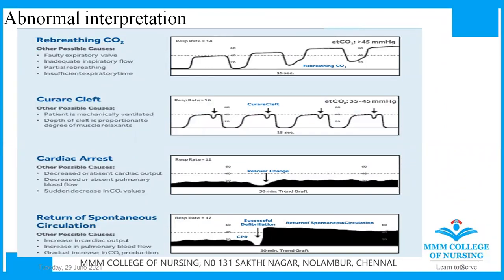And in some patients who have rebreathing of carbon dioxide, other possible causes are a faulty expiratory valve, inadequate inspiratory flow, partial rebreathing, and insufficient expiratory time. The end tidal carbon dioxide level will be more than 45 mm of Hg, with the capnometry waveform rising gradually above the normal.